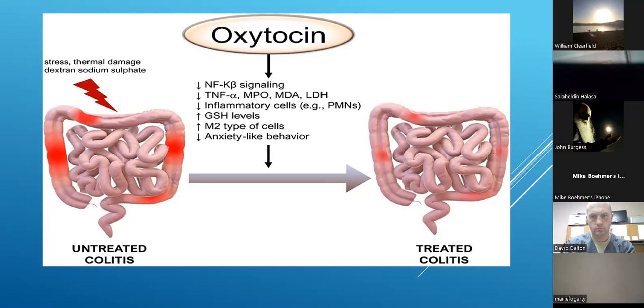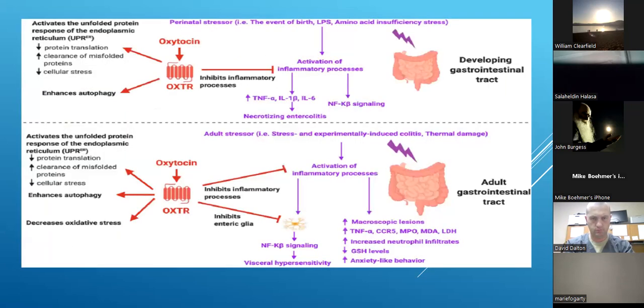So if you have a patient with inflammatory bowel disease, irritable bowel syndrome, or leaky gut, giving intranasal oxytocin, possibly injecting oxytocin around the umbilicus, may help to manage those conditions. It also shows you the mechanism of how it works by inhibiting inflammatory cytokines, especially interleukin 6. This is the big one. But it also affects oxidative signaling, which is NF-kappa B.